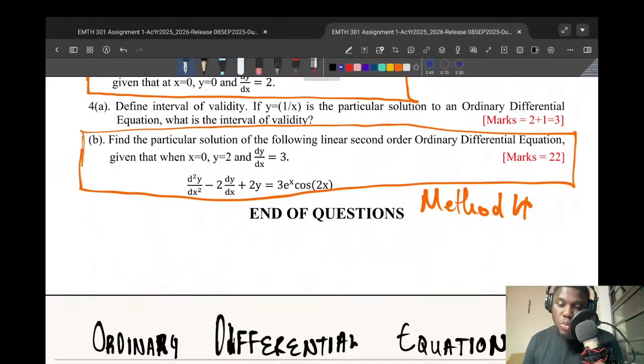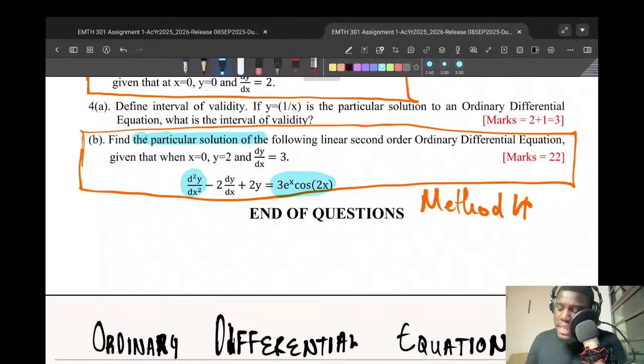Remember, this is the last one from test 1. What does it say? Find the particular solution of the following linear second order differential equation. Don't read the question, okay? You just see it says find solution, and then you see a second derivative, and you see it is not equal to 0.